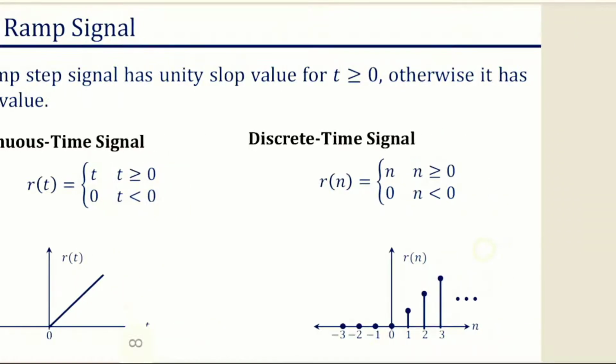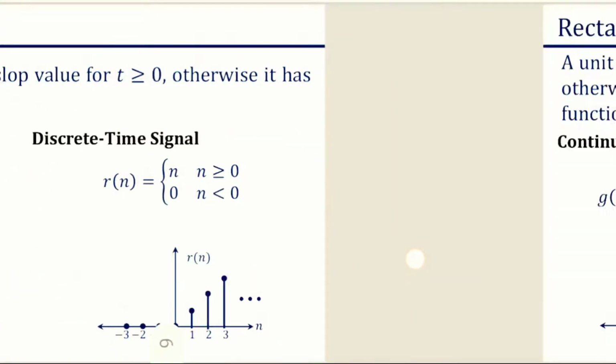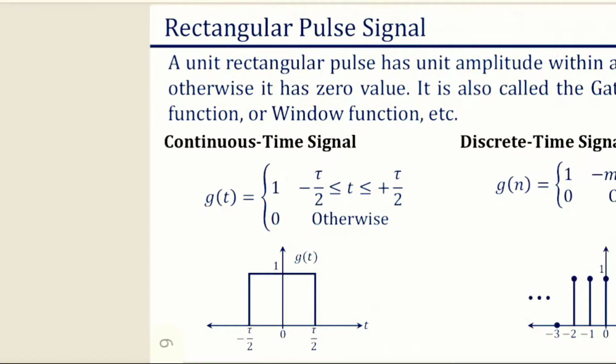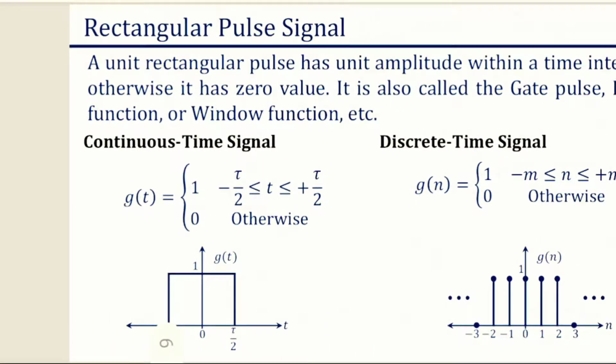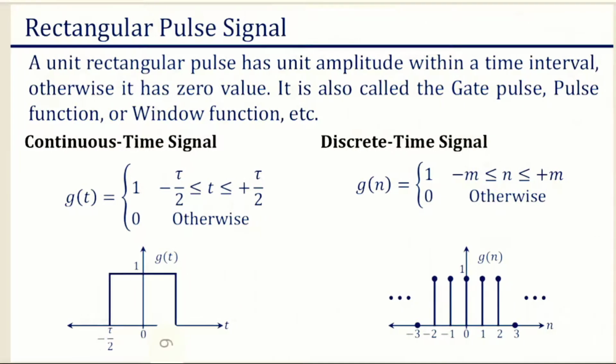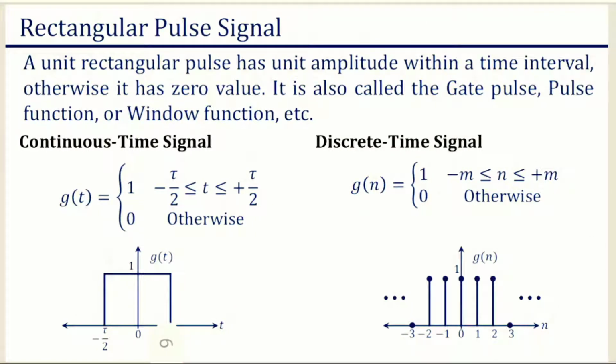Similarly, the rectangular pulse signal. What is a rectangular pulse signal? It has unit amplitude within a time interval, otherwise it has 0 value. That is, g of t equals 1 for the time period between minus T by 2 and plus T by 2. Between that, the magnitude is 1, except that it is 0. That is the rectangular pulse signal. These are the various test signals that can be used.